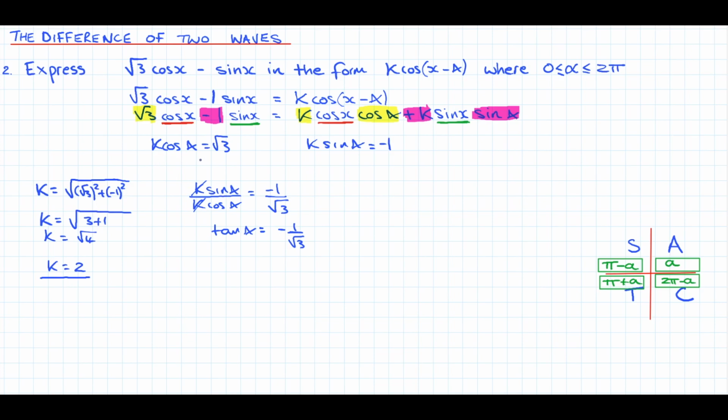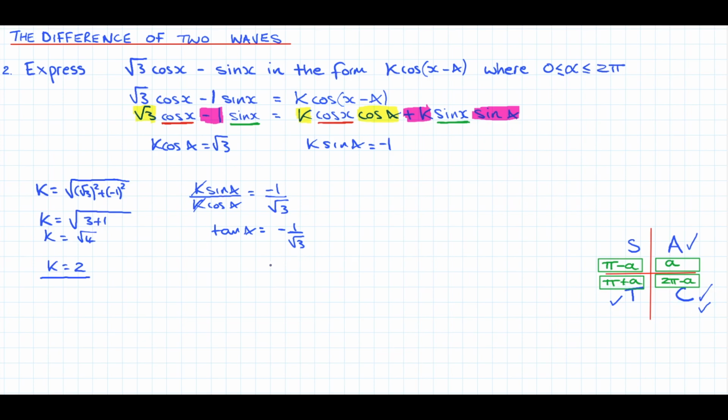Got to decide which quadrants alpha is in. So again, k cos alpha is root 3. Where is the cosine positive? The cosine is positive in here and in here. Back over here, sine alpha is negative 1. So if sine is negative, which quadrants would it lie in? In here and in here. So again, that tells us it is the fourth quadrant our answer lies in.